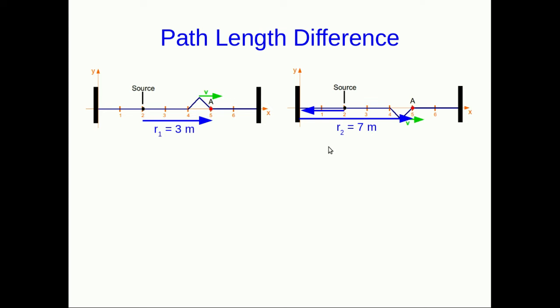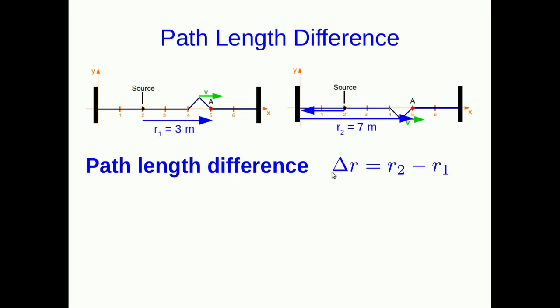Now, the thing that's actually useful here is not so much the path lengths themselves, it's what we call the path length difference. And the path length difference is exactly what it says it is. It is the difference between two path lengths. So in our example here, we had the direct path length from the source to this point that we're interested in, which was 3 meters. And we had this indirect, reflected path, which had a length of 7 meters. And so the path length difference is just the difference between those.